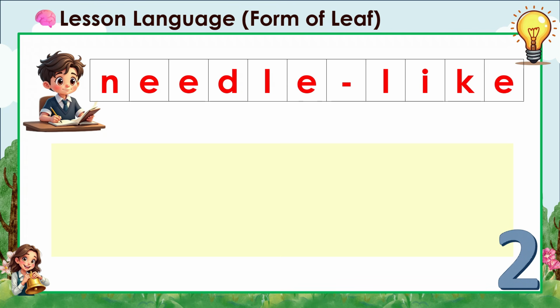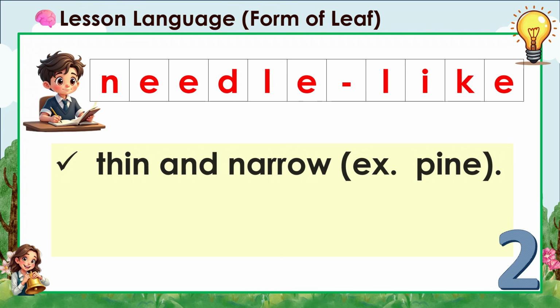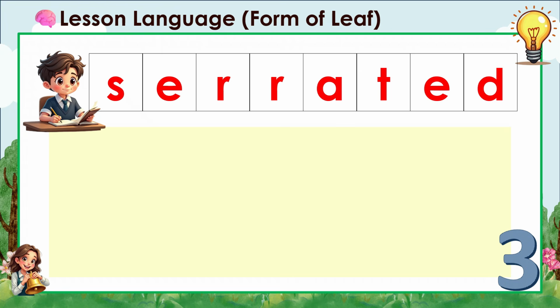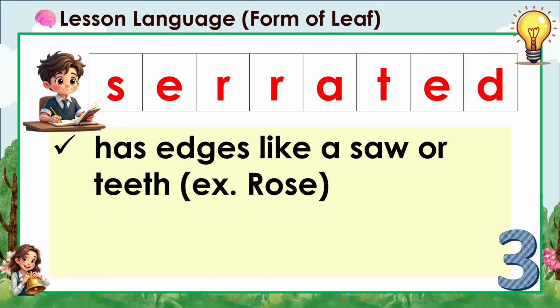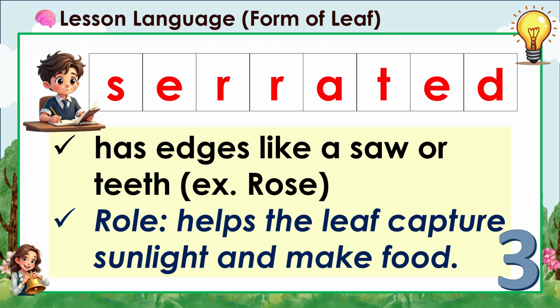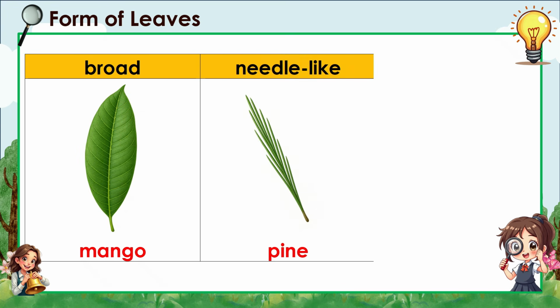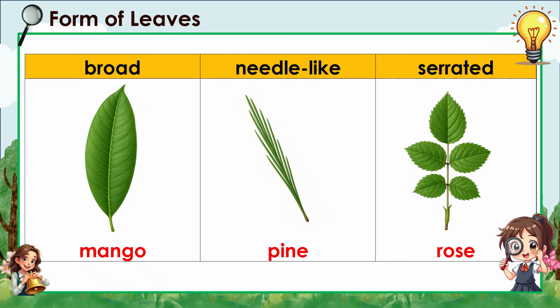Next is needle-like. Needle-like. N-E-E-D-L-E-L-I-K-E. Needle-like. This is thin and narrow. Example is a pine. Its role is to save water, good for dry or cold places. Is serrated. Serrated. Has edges like a saw or teeth. Its role is to help the leaf capture sunlight and make food. Form of leaves. This is broad, mango leaf, needle-like, pine leaf, and serrated, rose leaf.